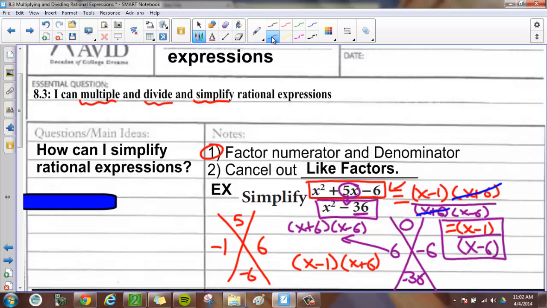So that's pretty much the steps for solving something like this. Step 1, factor the numerator and the denominator. Step 2, cancel out any like factors. And there you go. That's how you simplify rational expressions.